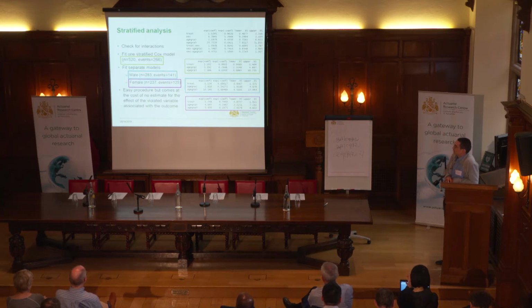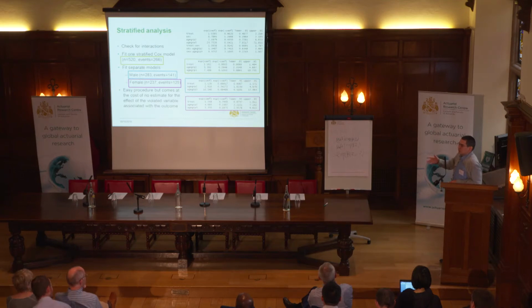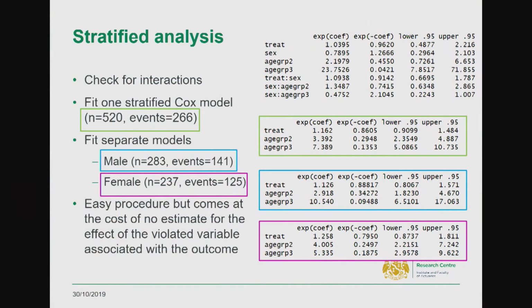Can you explain why the green box doesn't have sex in it? We have stratified on sex. So you say that the baseline hazard varies for sex at some point of time. Is it okay? Yeah.